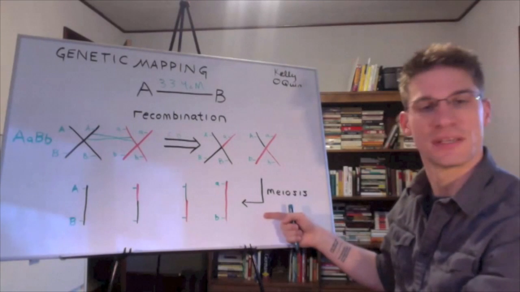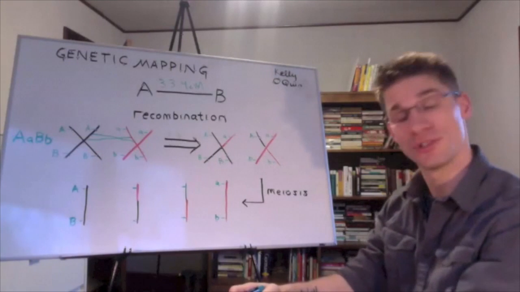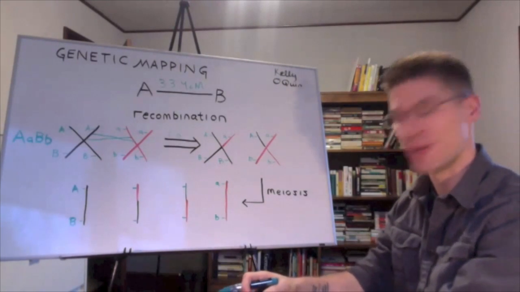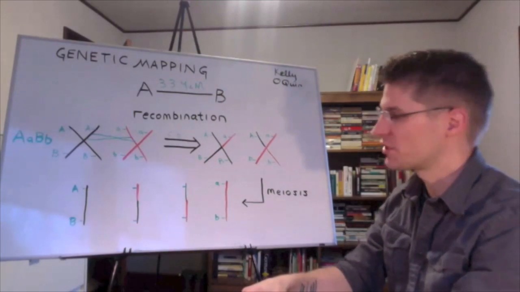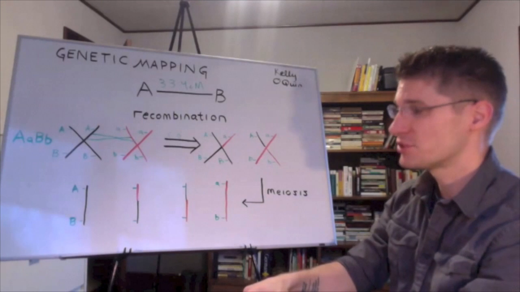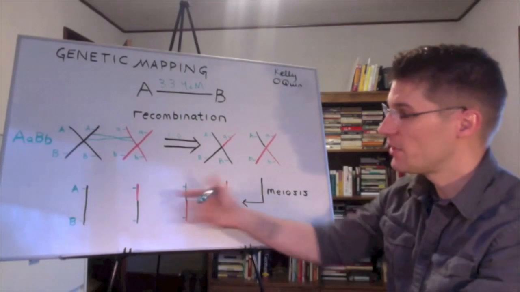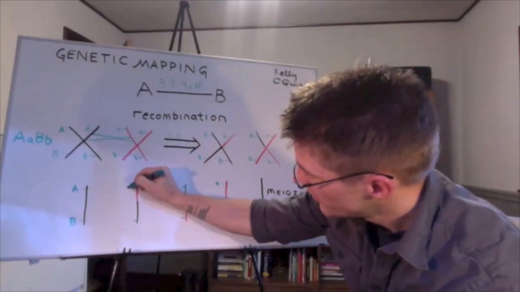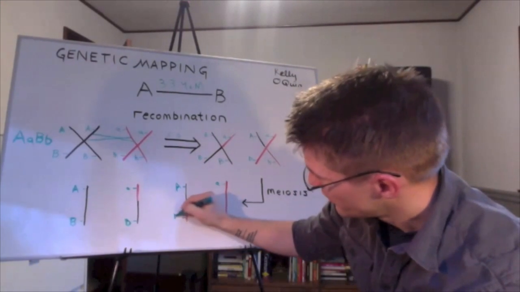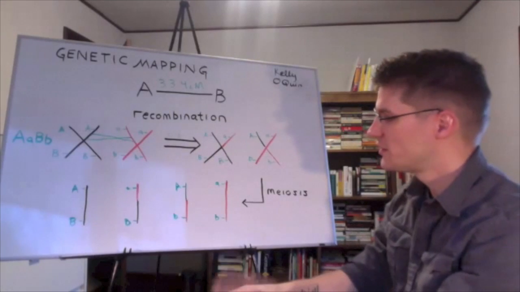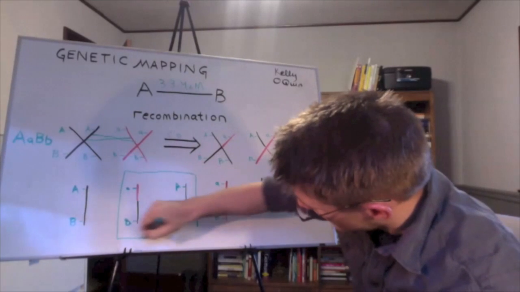Once meiosis is complete and these sister chromatids have been pulled apart into sister chromosomes and packaged into gametes, we have these outer arms that didn't undergo any crossing over. They look the same as the parent's original chromosomes, big A, big B, and little a, little b. And in the middle we have these new combinations, little a, big B, and big A, little b. These are new combinations of alleles not seen in the parents, so we call these recombinants.